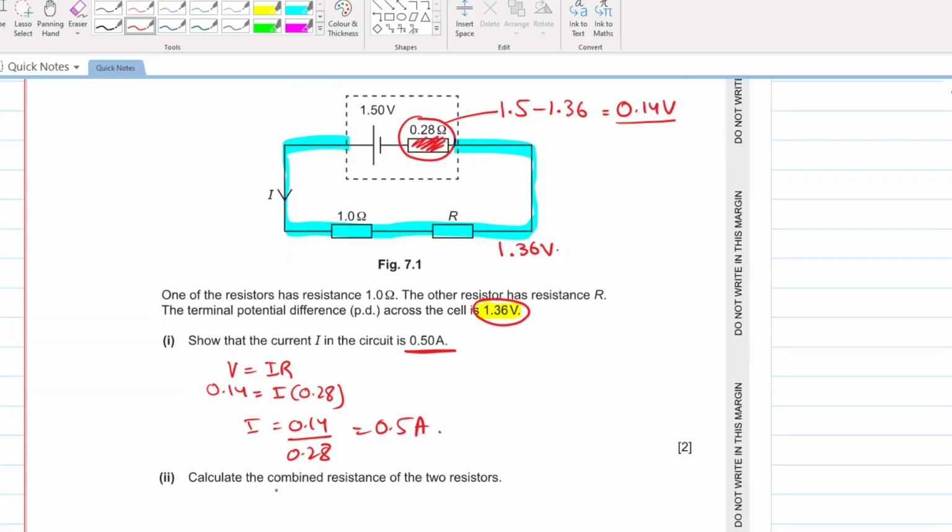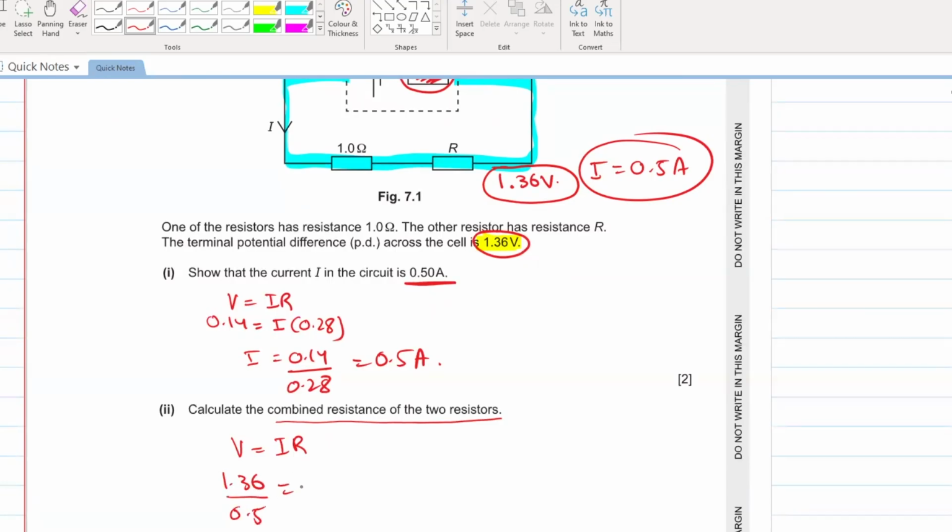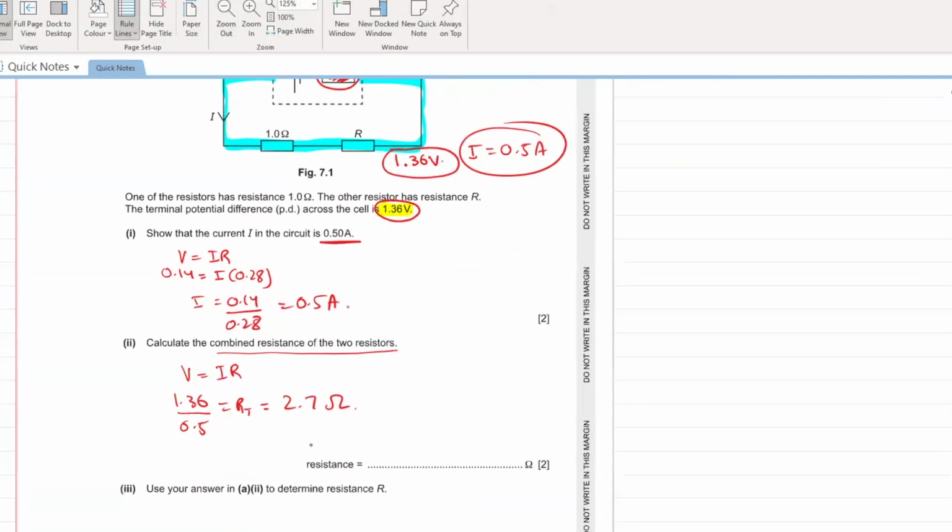Perfect. Now you have to calculate the combined resistance of the two resistors. How easy this has become. Beta, in the external circuit you are giving 1.36 volts as your voltage. Your current is 0.5 amperes. Can you calculate the total resistance for the external circuit? Yes, V is equal to IR. The total voltage in the external circuit is 1.36. The total current is 0.5. What will be your total resistance in the external circuit? 2.7 ohms. Is this clear? Are the two parts clear here?